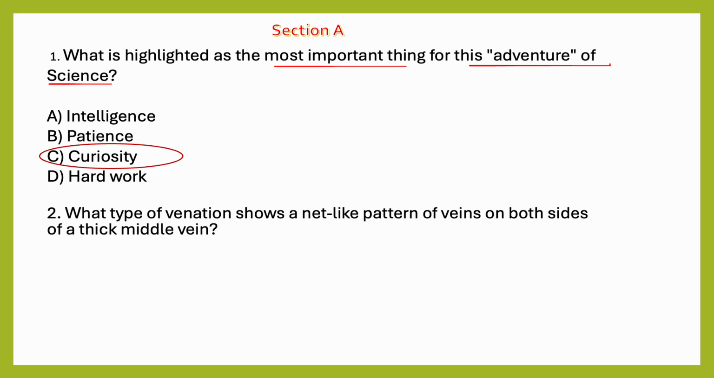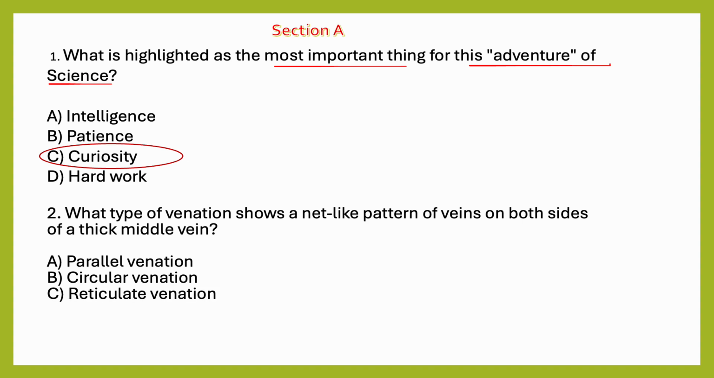Next one, what type of venation shows a net-like pattern of veins on both sides of a thick middle vein? Options are parallel venation, circular venation, reticulate venation, spiral venation. Which is the correct answer? Reticulate venation. Reticulate venation shows a net-like pattern of veins on both sides of a thick middle vein.